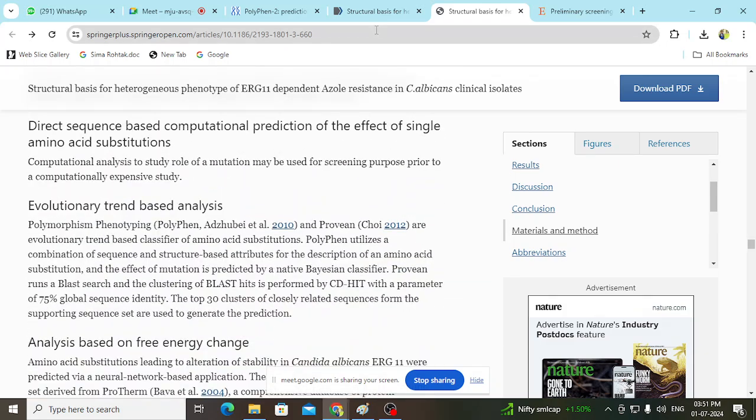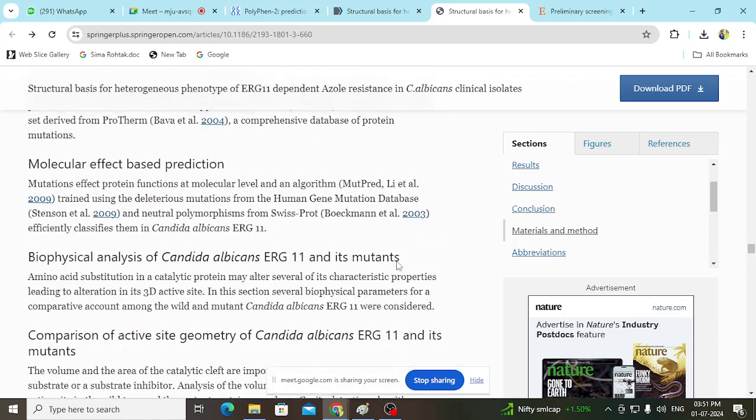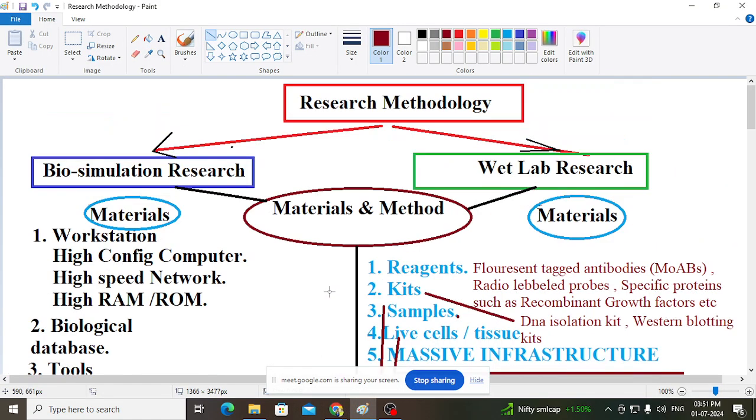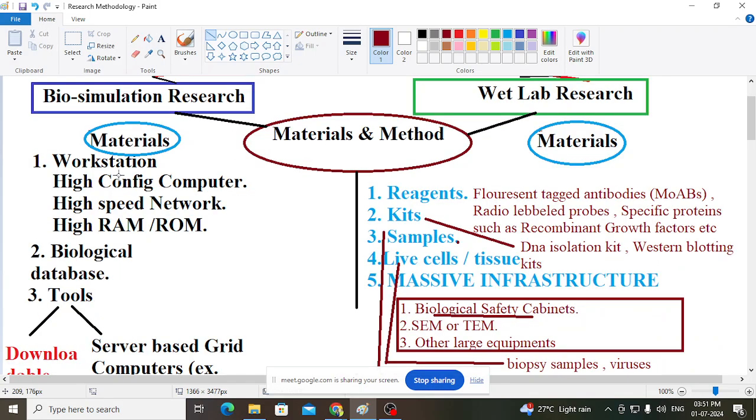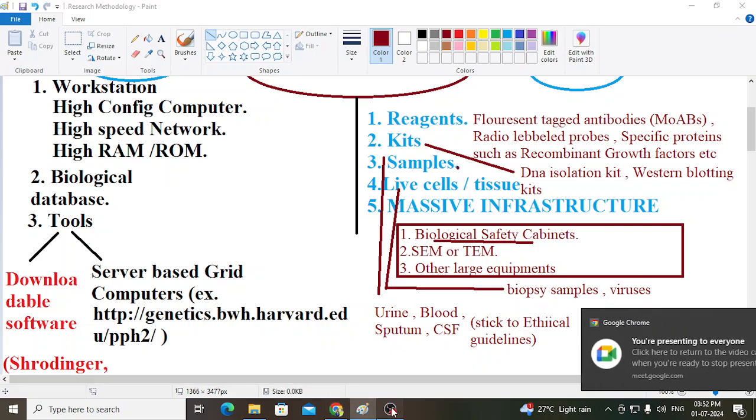So why are these the two contrasting research papers? One is completely biological, and the other has no wet analysis and is completely simulation based. So this is how we can make you understand how biosimulation research works, which needs a substantial amount of time, but the requirement for infrastructure is much less. On the contrary, wet lab research requires a lot of reagents, kits, live cells, tissue, and massive infrastructure as well. Okay, so this is the thing that I wanted to tell you. Okay, so what happens?